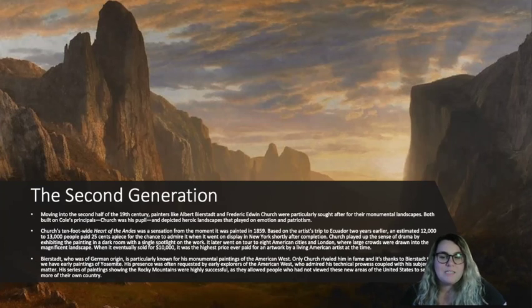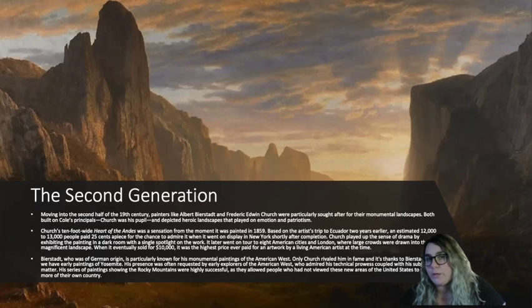Church played up the sense of drama by exhibiting the painting in a dark room with a single spotlight on the work. It later went on to tour to 8 American cities and London, where a large crowd was drawn into the magnificent landscape. When it eventually sold for $10,000, it was the highest price ever paid for an artwork by a living American artist at the time.